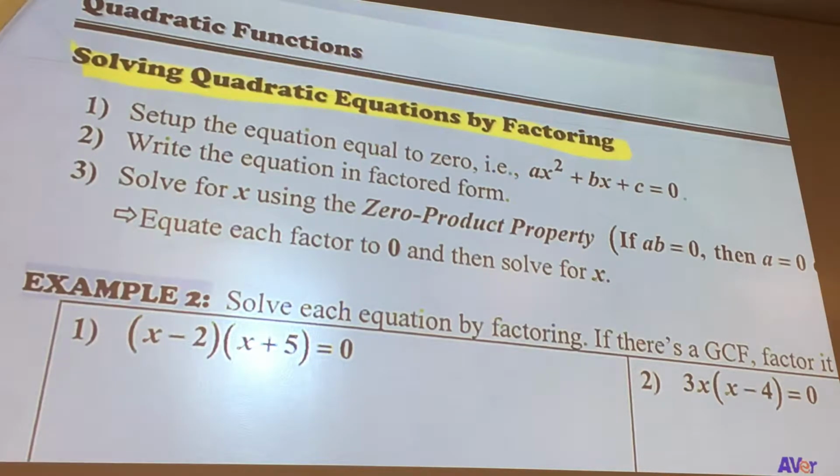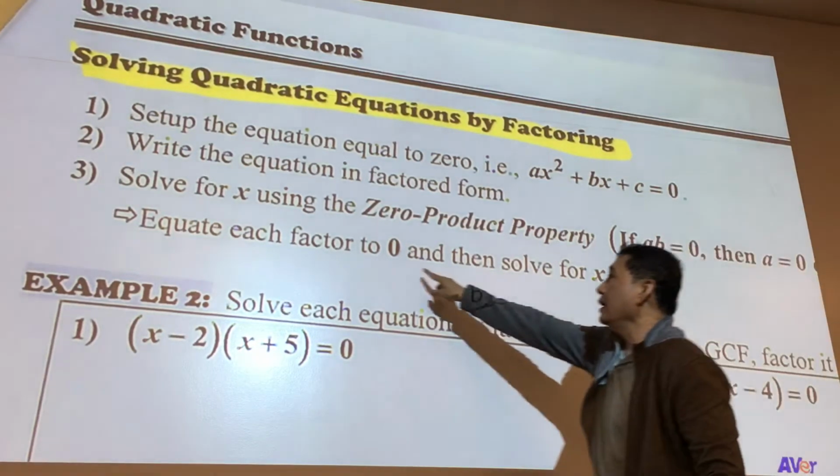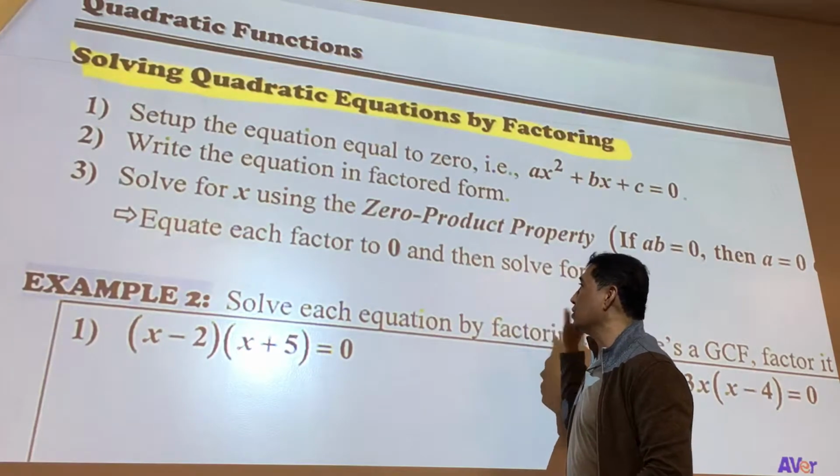One more time. These are the steps in solving an equation by factoring. Set it up to 0. Factor the trinomial. And then every factor must be set up to 0. At first, I'm going to do it using the steps, and then after that, I'll do the shortcut. Okay? Ready? We're going to equate each factor to 0.